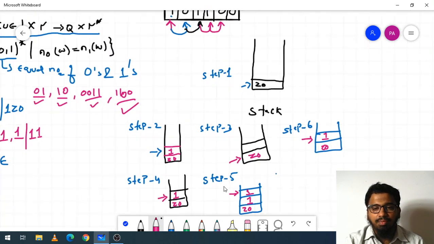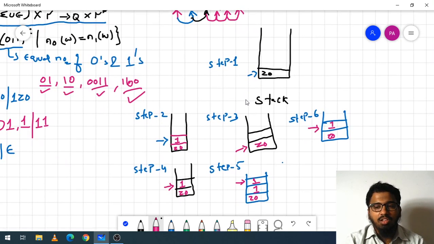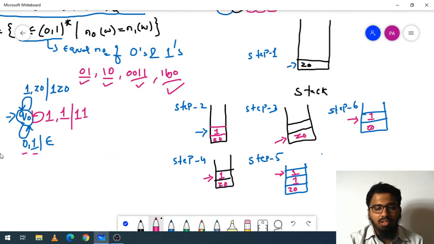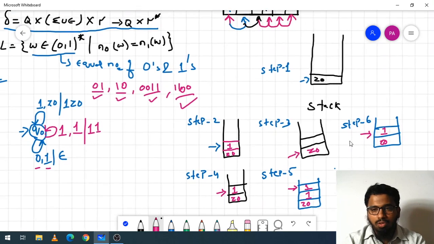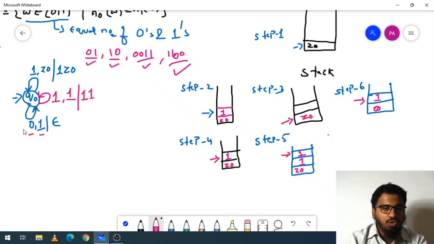Now the next pointer, the next header, is moved to the 0. So when we have 0, same thing, 0 comma 1, and the top of the stack is 1. So what do we have now? 0 is the string and 1 is the top of the stack. So 0 comma 1 top of the stack, and we got the epsilon.